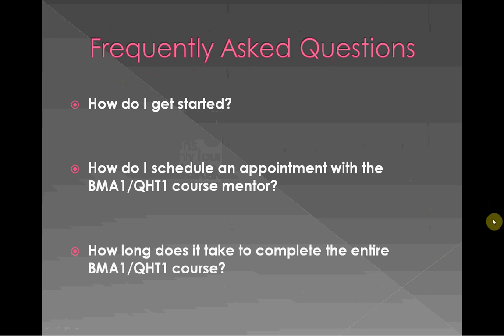To schedule an appointment with a course mentor, a couple of things you can do. You can reach out to us directly through email and ask for an appointment, or you can go through your student mentor and ask your student mentor to set up an appointment with us as they have access to our calendars. The last question there, how long does it take to complete the course? It can take up to 6 weeks, but as I said at the beginning, the average is probably 3 to 4.